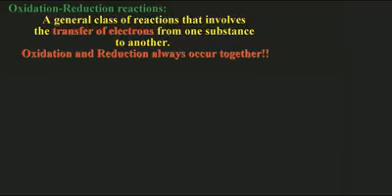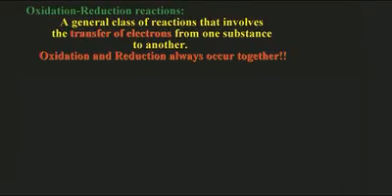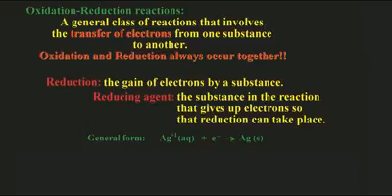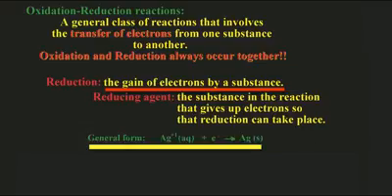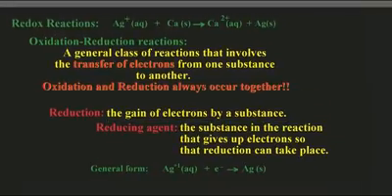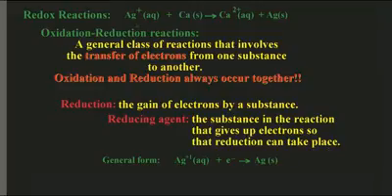Let's look at each individual process. Reduction is the process of gaining electrons. So this is the half reaction of the redox reaction I showed you earlier. You can see silver gained electrons. We're just looking at the silver. So this silver gained electrons, so it undergoes reduction. Now the reducing agent is the thing that supplied this electron for the silver to accept. In this case, it's the calcium.